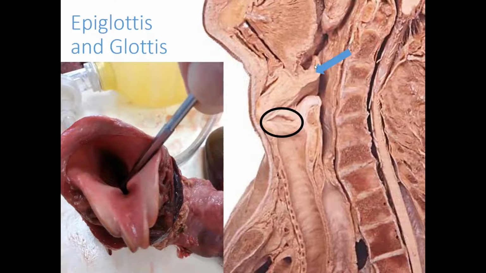In humans, this is the epiglottis where the blue arrow is. There is the opening that it's going to cover. That's what we call the glottis. This opening is called the glottis. So this will flip over and close that opening so that nothing we swallow will go down this way.